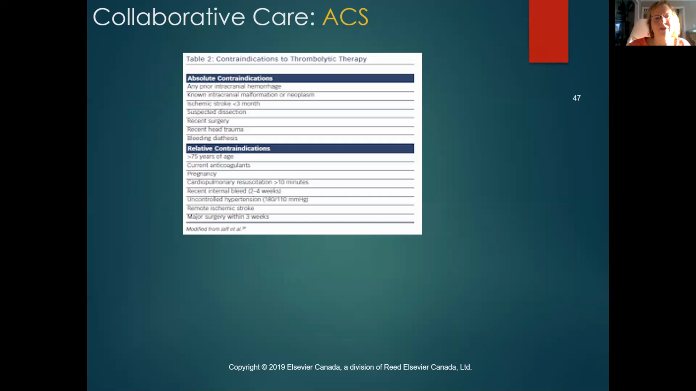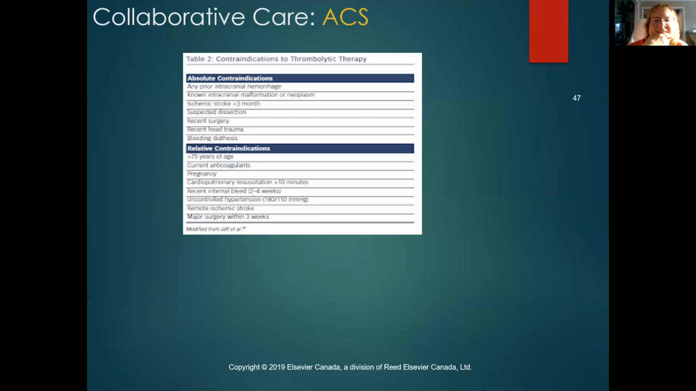Let's just talk about what would be the contraindications to giving those clot busters, those thrombolytics, right? If you'd ever had a stroke, in particular a hemorrhagic stroke, right? If you have a known neoplasm, so a cancer, or an intracranial malformation.